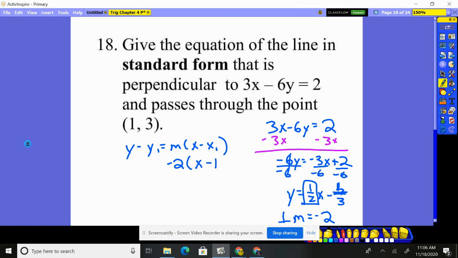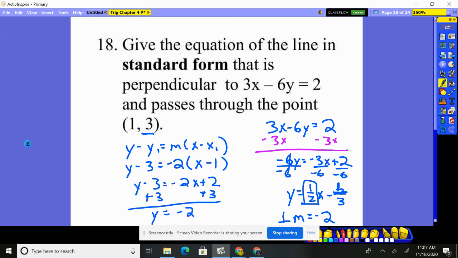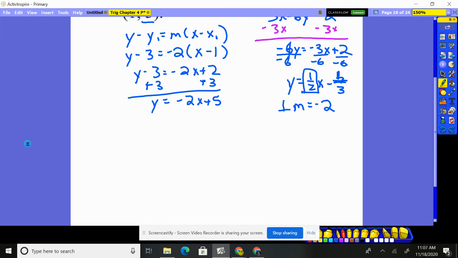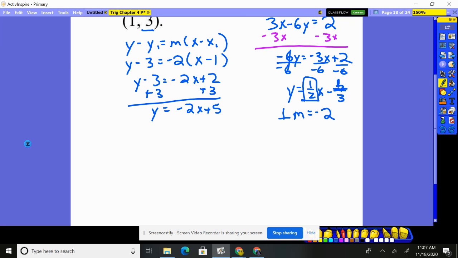X minus the x value is a 1. Y minus the y value is what? A 3. So now I distribute through. I have -2x plus 2. I move my 3 over. Y equals -2x plus 5. And that's the answer if you're in slope-intercept form.